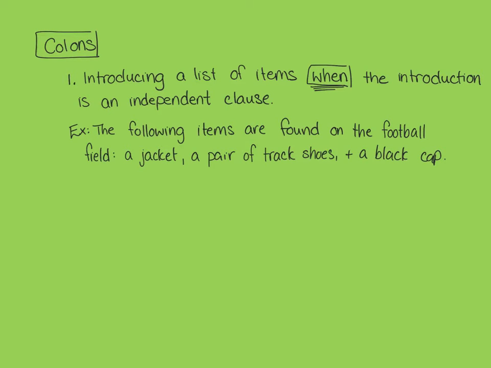In this example, the following items are found on the football field: a jacket, a pair of track shoes, and a black cap. The introduction that comes before is "the following items are found on the football field." That could be a sentence on its own, so it is an independent clause, which is why we follow it with a colon. If it was a dependent clause, like "there are a" or "I found a," it's not its own sentence, so it wouldn't have a colon.